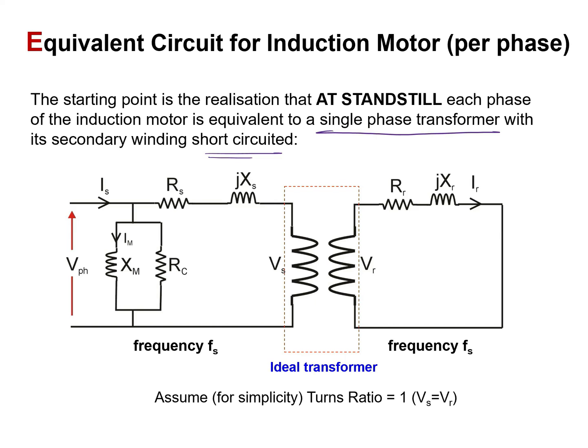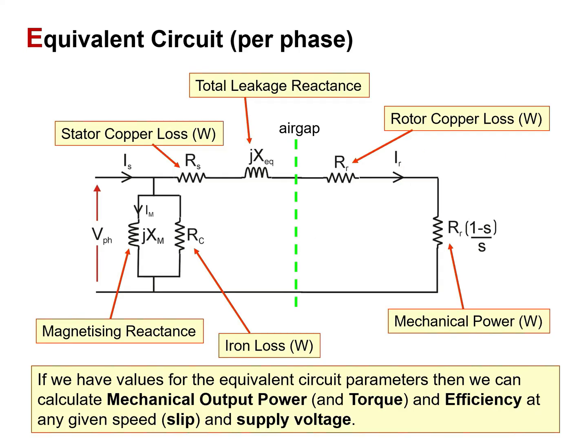So assume, just for simplicity, that we have something similar to an ideal transformer where the turns ratio is equal to 1. So this is just referring back to the transformer. Remember, we had the primary resistance and reactance and the secondary resistance and reactance. In a similar manner, we are going to come up with the equivalent circuit of an induction motor.